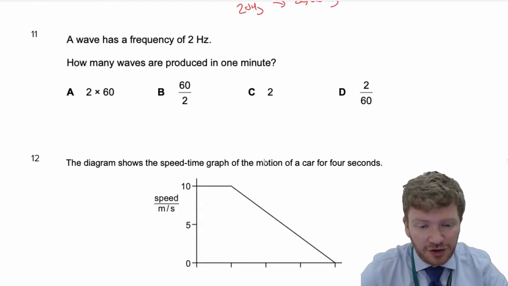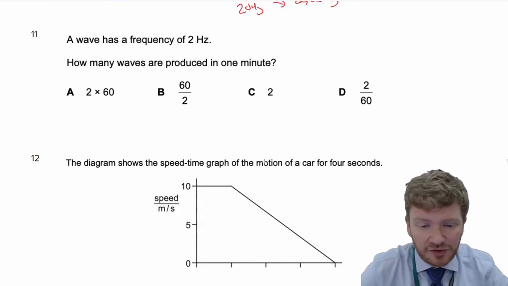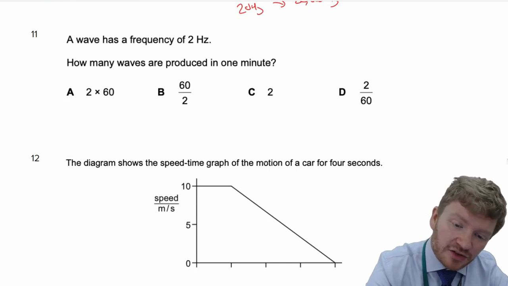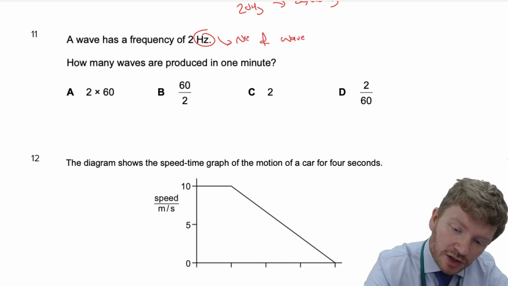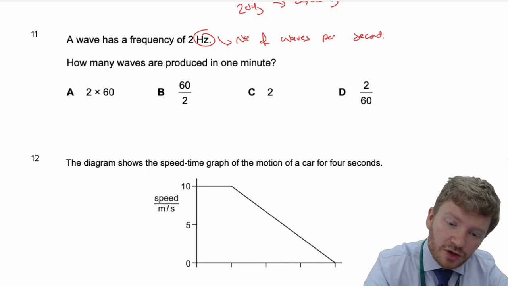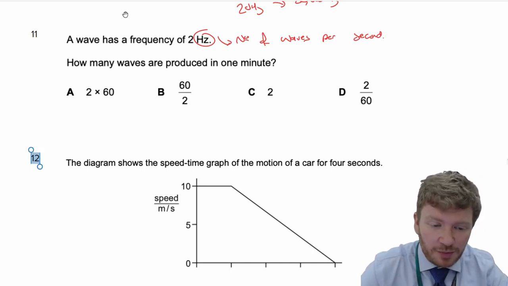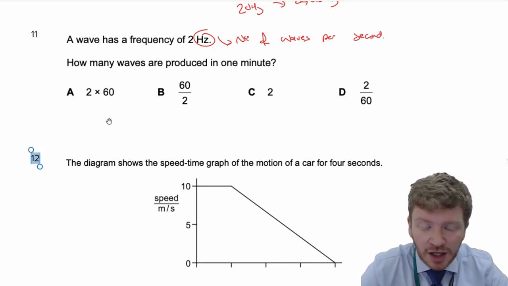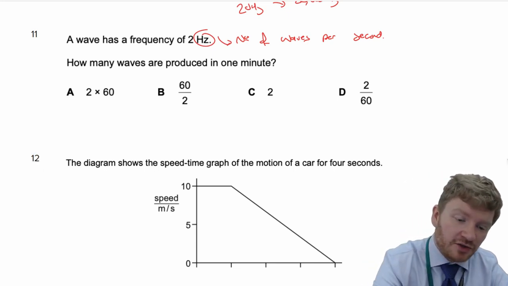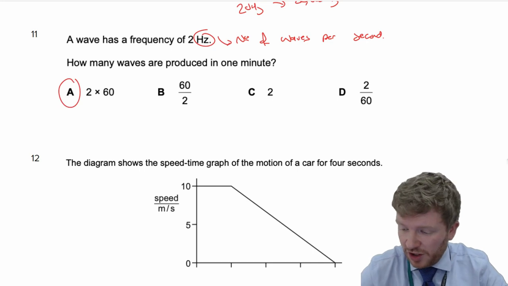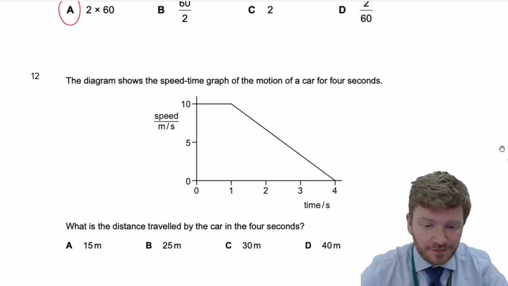Question 11, a wave has a frequency of 2 hertz. How many waves are produced in 1 minute? What you need to remember is hertz means the number of waves per second. So we're getting 2 waves per second. That means that in 60 seconds, I will get 2 times 60, or 120 waves.